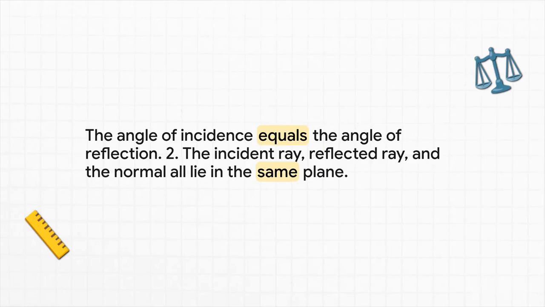And boom, here are the laws. It's just 2 of them. Law number 1, the angle of incidence is always equal to the angle of reflection. No exceptions. They are a perfect match. Law number 2, the incoming ray, the outgoing ray, and that normal line we just talked about, they all lie flat on the same plane, like they're drawn on a single sheet of paper. And that's it. These 2 simple rules are the foundation for everything we're about to talk about.